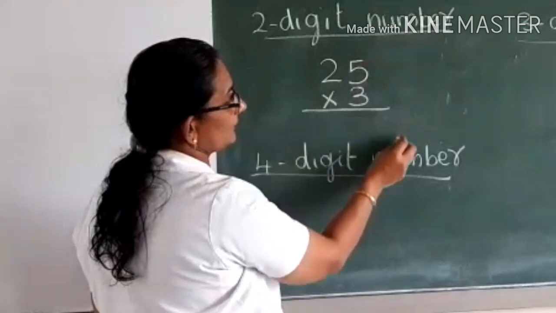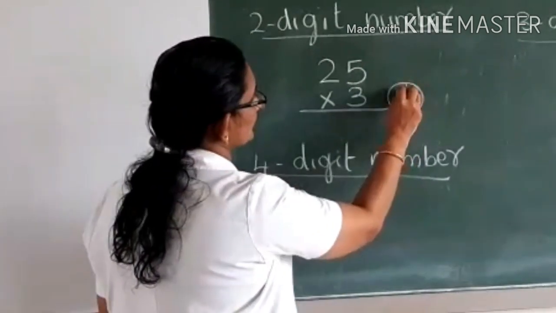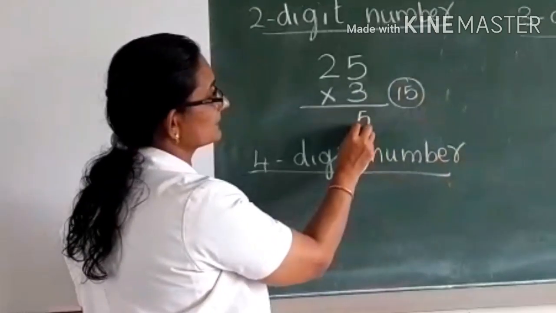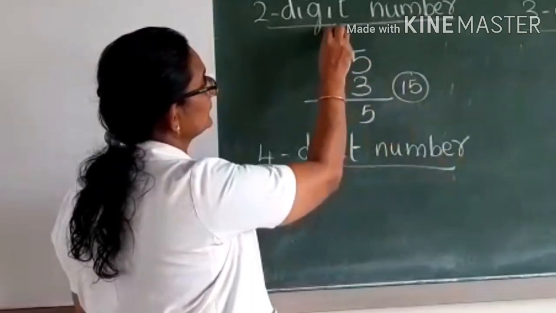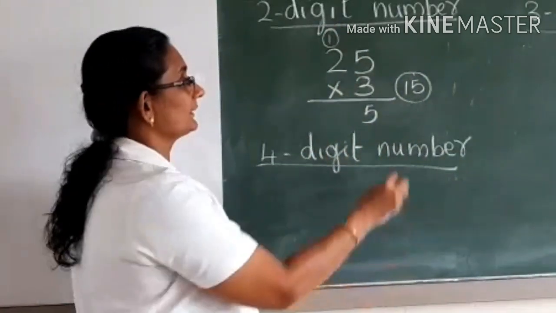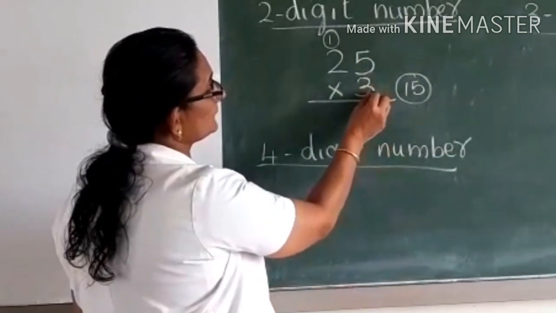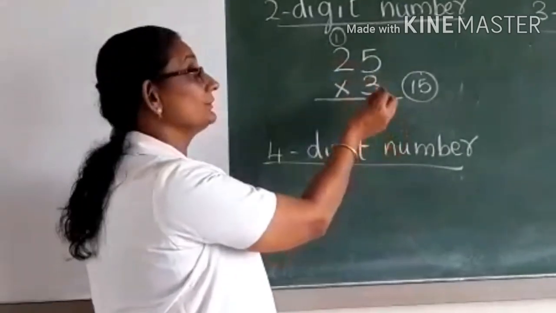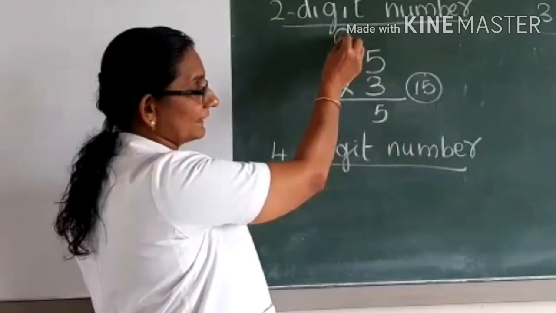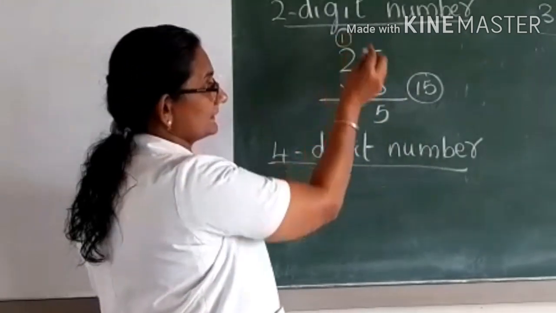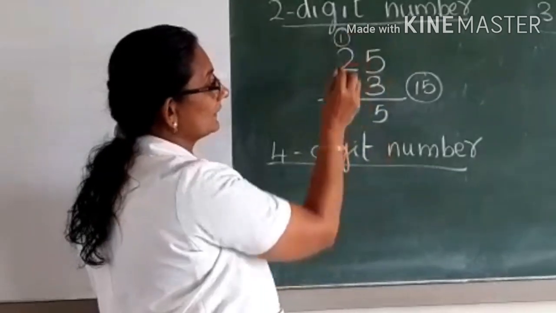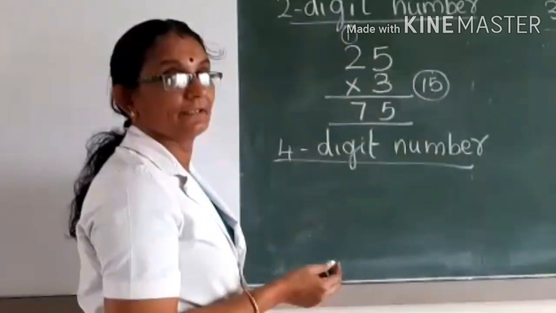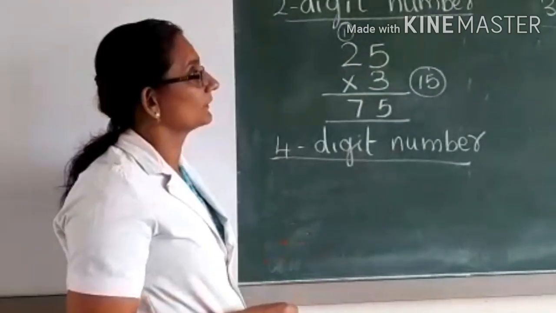Okay, so 3 into 5 will give you 15. 5 is placed in the ones place and 1 is carried over to the tens place. Okay, now multiply 3 into 2. What is 3 into 2? 3 into 2 is equal to 6. And 6 is added to the 1 in the tens place. So 6 plus 1 is equal to 7. So this is how we multiply a 2-digit number with a 1-digit number.